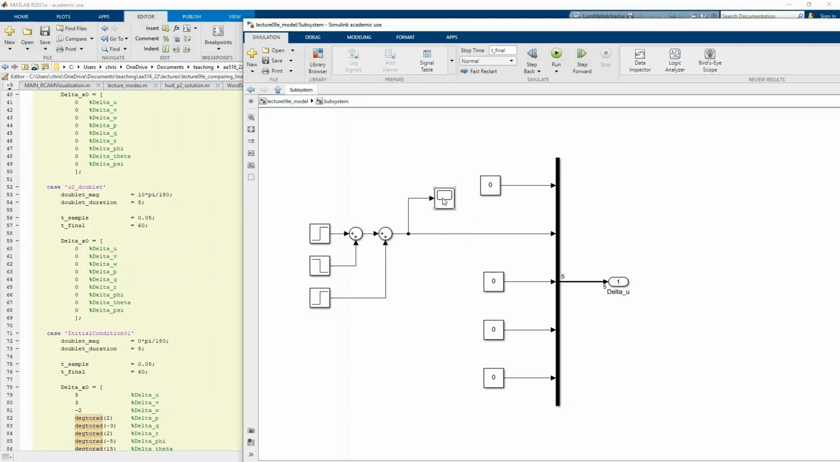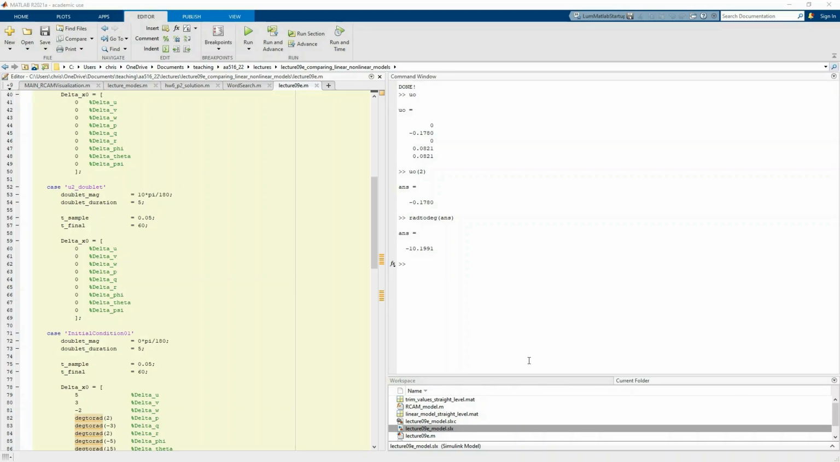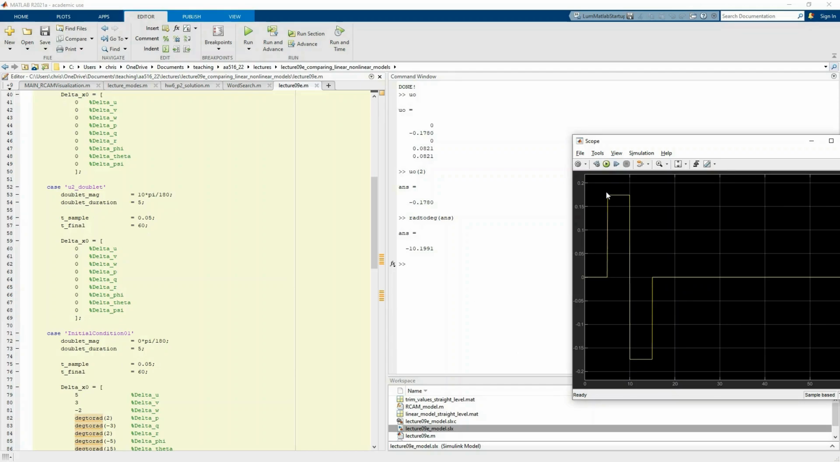So again, what this scope is hooked up to is the delta signal. The reason I bring that up is if you look at the trim control, that's the second one, U2 sub 2, and let's convert this to degrees. So let's go rad to degrees of ans. Actually, look at this. The trim position of the elevator is negative 10.2 degrees. So even though we're putting in a delta signal of positive 10 to negative 10, in the nonlinear simulation, the elevator will never go positive, right?